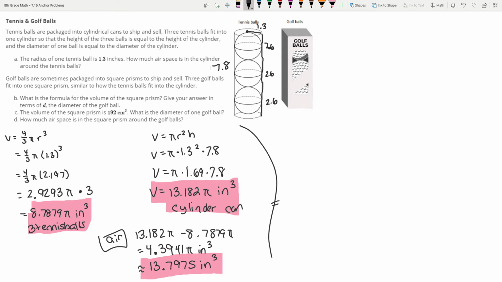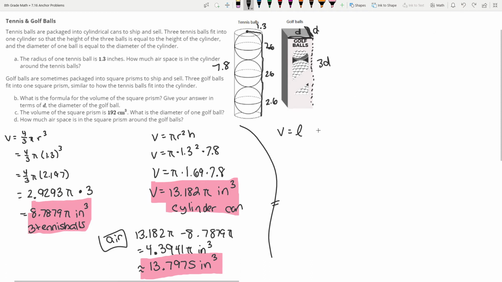Golf balls are sometimes packaged into square prisms to ship and sell. 3 golf balls fit into one prism, similar to how tennis balls fit into the cylinder. What is the formula for the volume of the square prism? Give your answer in terms of d, the diameter of the ball. Well, this dimension here is going to be 1 diameter. Coming back is going to be 1 diameter. And then coming down, got 3 golf balls in there, so 3 diameters. Now, volume of a square prism is typically length times, that's a terrible W.